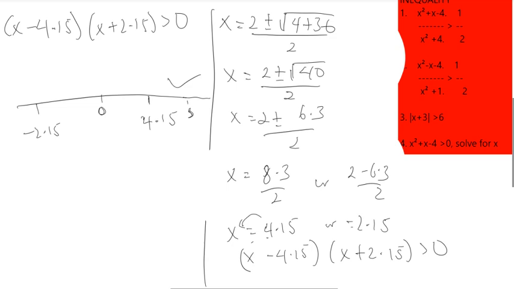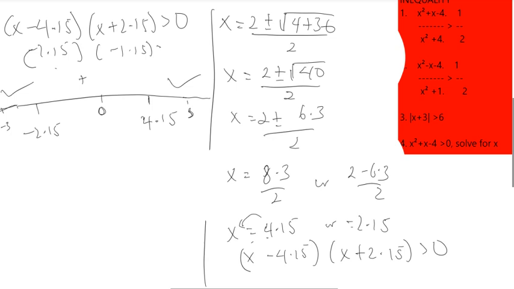So the second one, let's check for this side. Let's take minus 3, because minus 3 is smaller than minus 2.5. If we put minus 3 here, we're going to have minus 7.15. Then we put minus 3 here, we're going to have minus 1.15. When we multiply it, minus times minus is going to give us positive. So it means that this place is greater than 0. Even if it is 0.1, it is greater than 0, right? So that means this place is also correct.